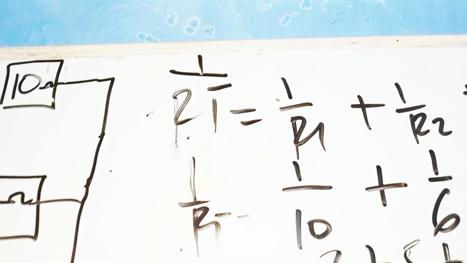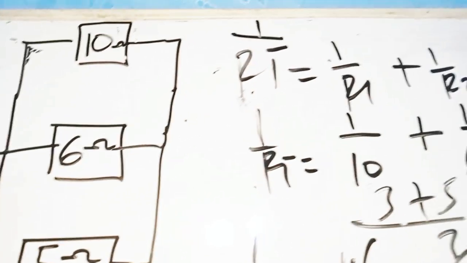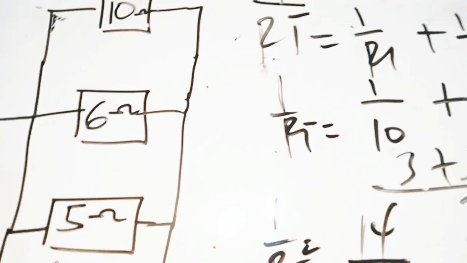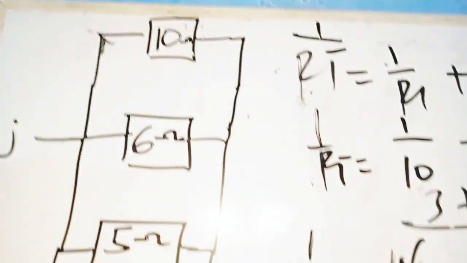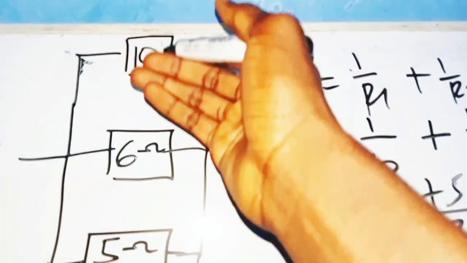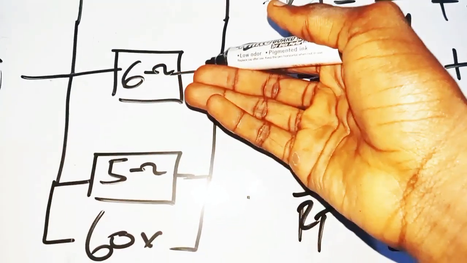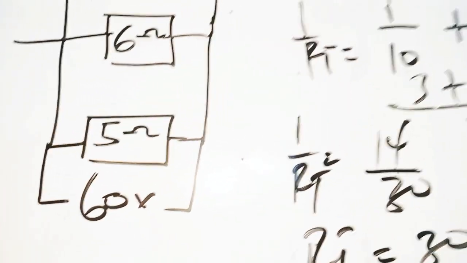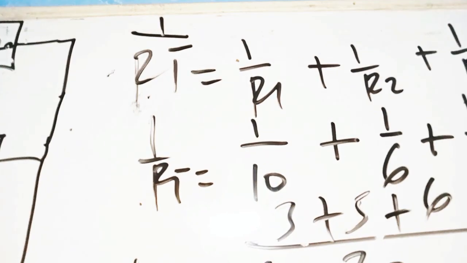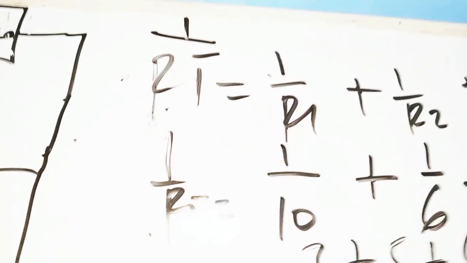So to those who don't understand, we are asked to solve for the total resistance of resistors. So in parallel connection, this is a parallel circuit. It's arranged in a parallel form. So we have our R1 is 10 ohms, R2 is 6 ohms, R3 is 5 ohms. So now, if we are going to solve for resistors in parallel, then we have to use a formula.